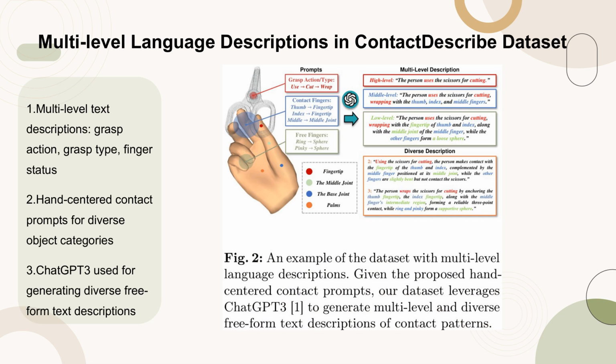The dataset uses hand-centered contact prompts to generate detailed descriptions of contact patterns. These prompts are processed by ChatGPT-3 to produce multi-level and diverse free-form text descriptions. The high-level text describes the grasp action, the middle-level text details the grasp type and finger status, and the low-level text specifies the contact location on hand joints. This approach enhances the naturalness and diversity of the descriptions, making them adaptable across various object categories and attributes.